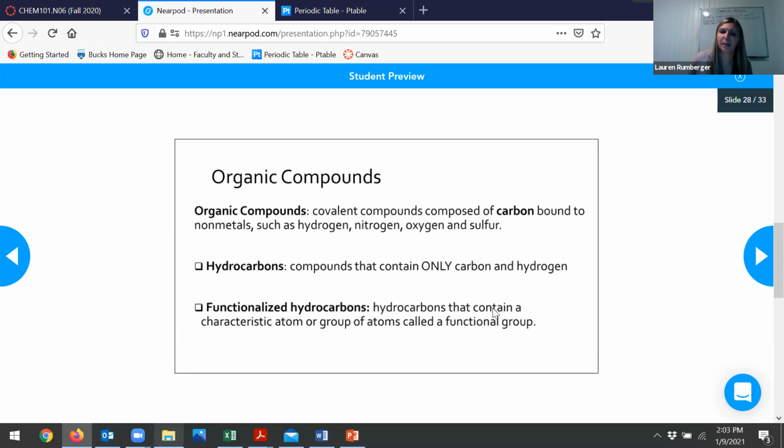Functionalized hydrocarbons have other nonmetals present in addition to carbon and hydrogen, that gives you a group of atoms that's called a functional group. It gives the compound a particular function and reacts a certain way. You'll learn all that in organic chemistry.